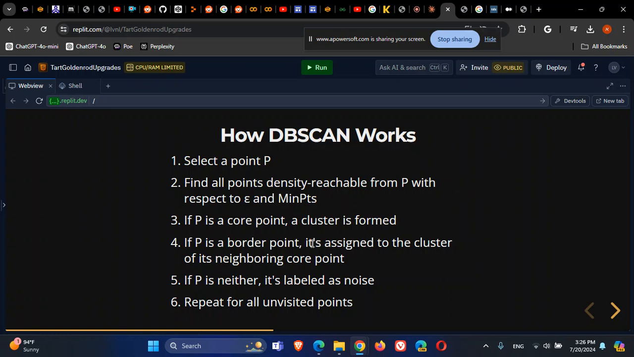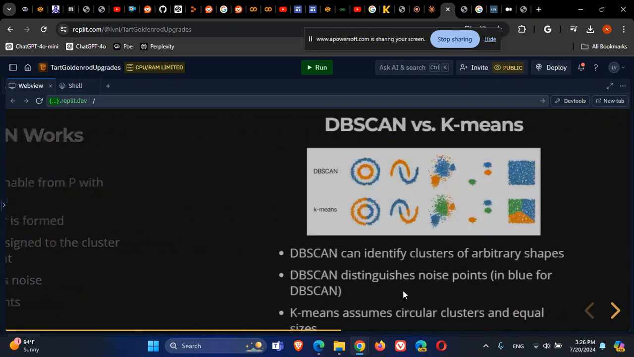If P is a border point, it's assigned to the cluster of the neighboring core point. If P is neither, it's labeled as noise, and we repeat for all unvisited points. Note, unvisited: if I already defined the point, I won't look at it again.